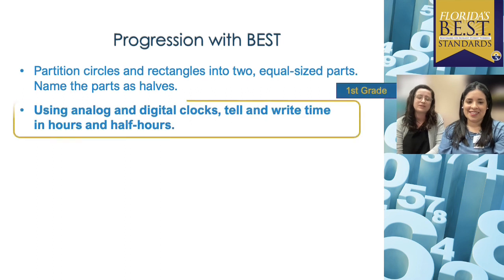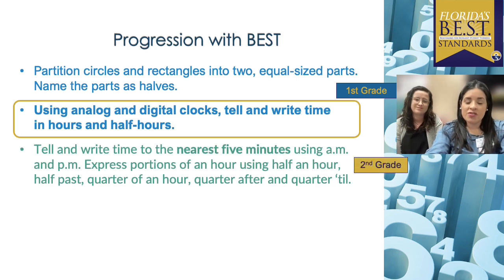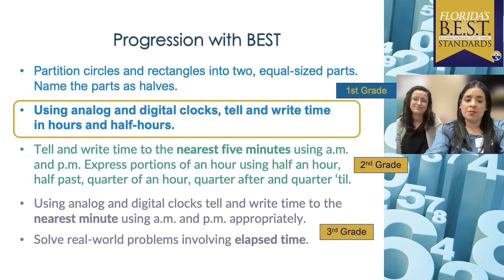Welcome back. So let's talk about the progression with BEST. You'll see that there are no kindergarten benchmarks listed on this because this is the first time students are going to be introduced to time. So in first grade, students are going to partition circles and rectangles into two equal sized parts and name them as halves. They're also going to be using analog and digital clocks to tell and write time in hours and half hours. So once you lay the foundation, in second grade, they'll be able to tell time to the nearest 5 minutes, and then they'll also be able to tell time to the nearest minute and solve elapsed time problems once they get to third grade.